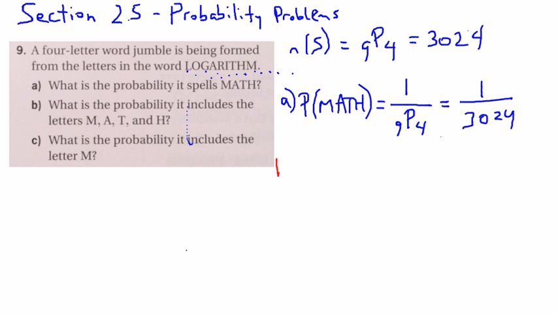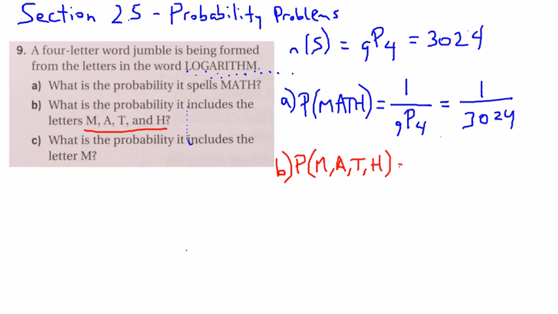Part B says what's the probability that it includes the letters M, A, T, and H, but not necessarily spelling the word math. Maybe, I don't know, ATHM or TAMH or something like that. So that's very similar. I'm just going to depict this case by saying M, A, T, H, kind of like how they do here.